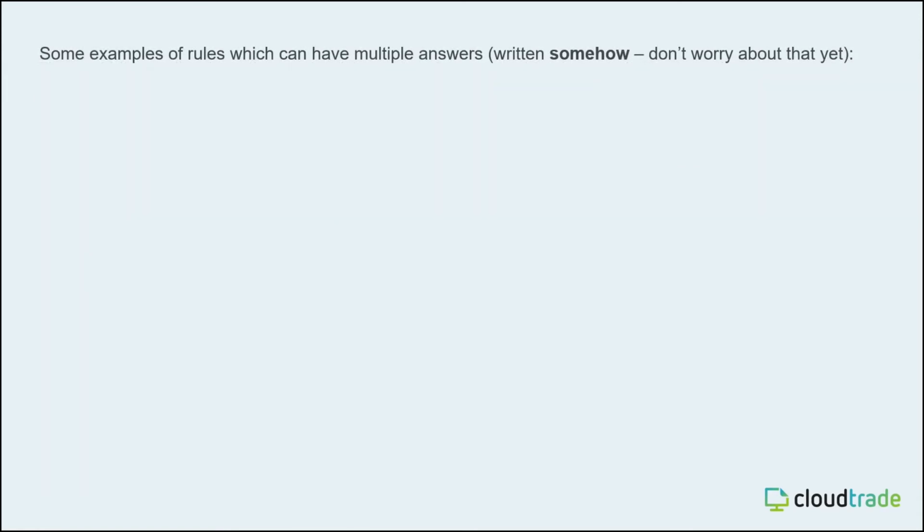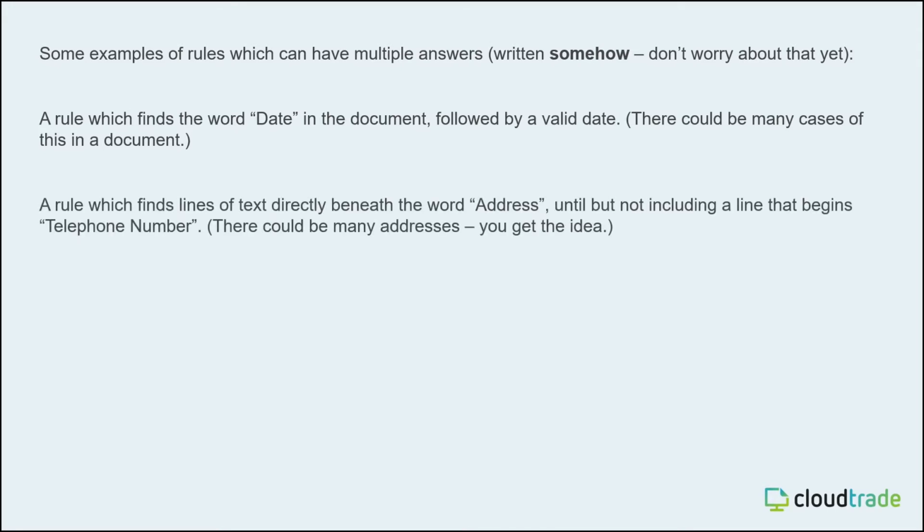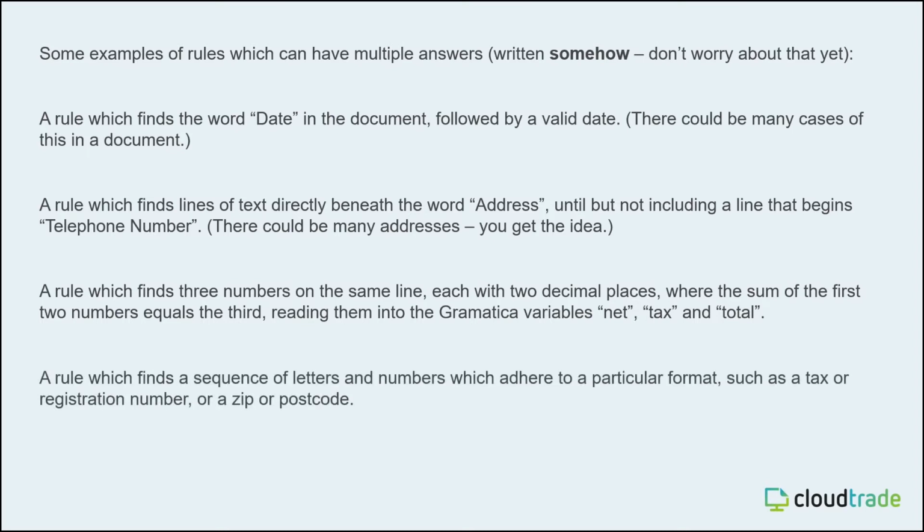Some examples of rules which can have multiple answers. A rule which finds the word date in the document followed by a valid date. There could be lots of cases where there's a date followed by a valid date. Or where it finds some text beneath address and reads it all up to and including telephone number. Or a rule which finds three numbers on the same line with two decimal places where the sum of the first two equals the third, and reads them into particular variables. Or a rule which finds a sequence of letters and numbers which adhere to a format, such as a registration number or a postcode. Or a rule which looks for a number of possible keywords, perhaps taken from a database.